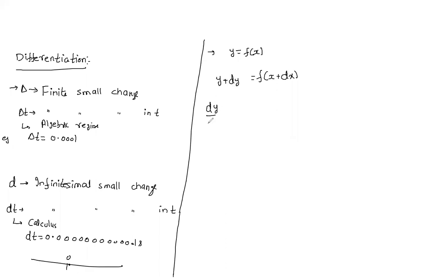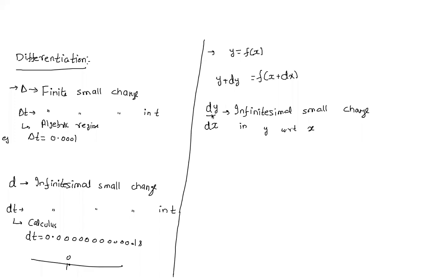Now you are supposed to calculate dy over dx. Dy over dx physically means an infinitesimal small change in y with respect to x. Meaning, when you change x by an infinitesimal small amount, then your y will also change by an infinitesimal small amount, and the change in y with respect to x is written as dy over dx.